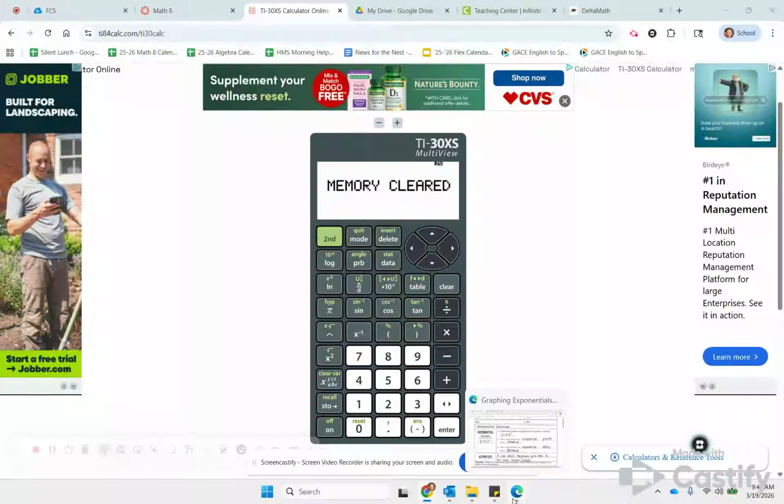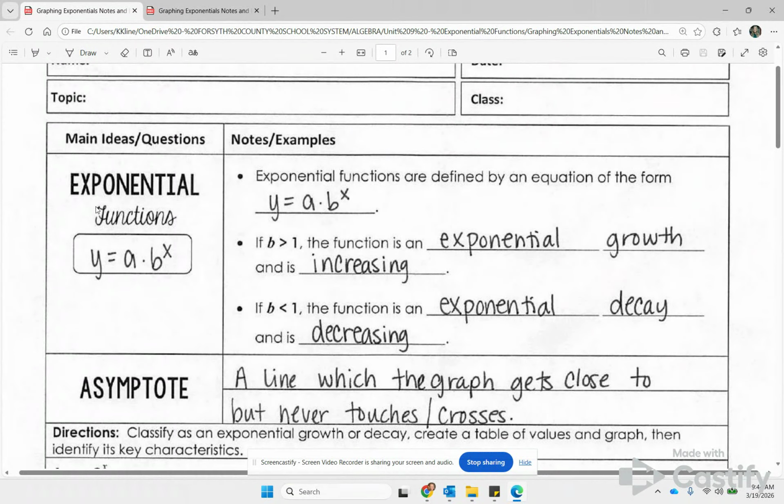Hey guys, okay, so today y'all are gonna learn about an exponential function and how to graph it. So on your notes, go ahead and write this down. The exponential function is going to be y equals a times b to the x power. So your x is now in an exponent, hence the exponential form.